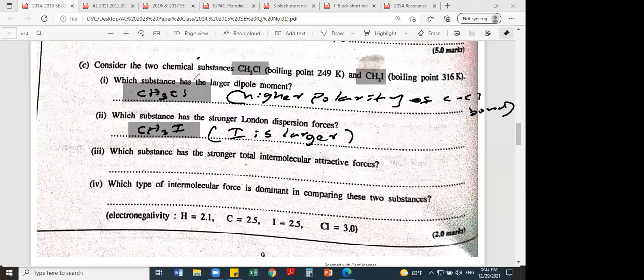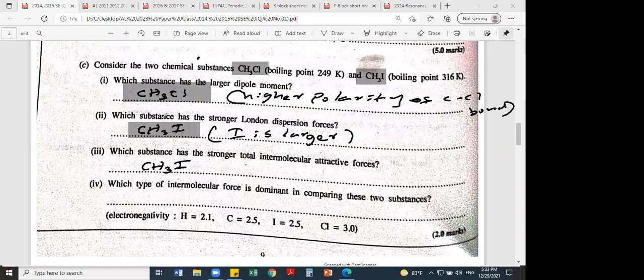Total, both dipole and London forces will affect CH3I. Because right here, stronger total intermolecular attractive forces, size of the molecule as well as polarity both will affect. So here size of the molecule is more dominant, more significant than the polarity.